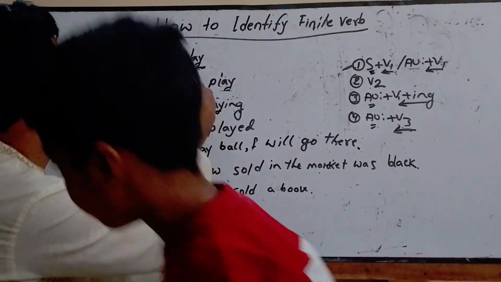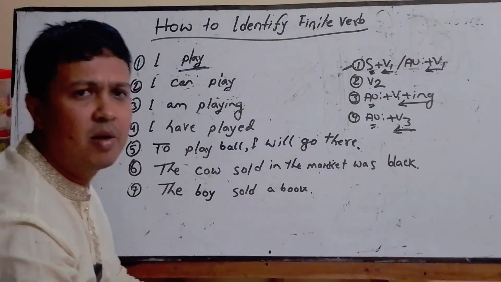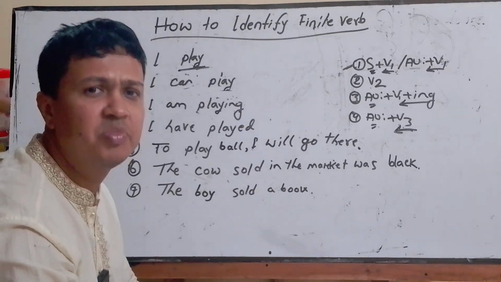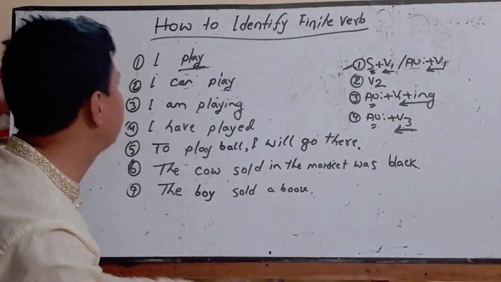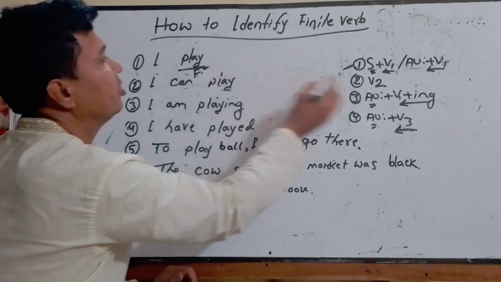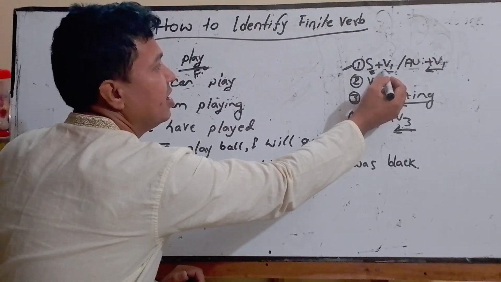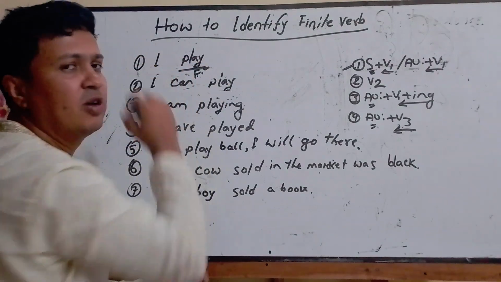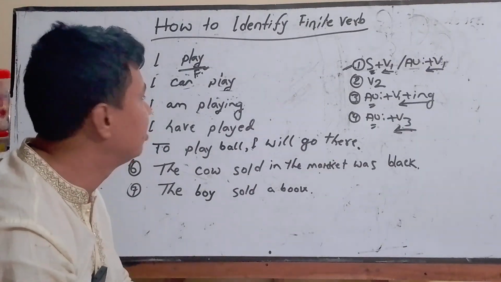Let's check. Now, "play," what kind of verb is it? Is it a principal verb? And this one is V1, that means base form or principal verb. That's why this is a finite verb, because if you find any V1 and there is a subject, then the V1 will be a finite verb. That's why "play" has become a finite verb here.